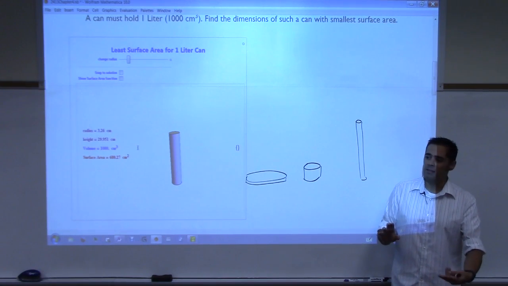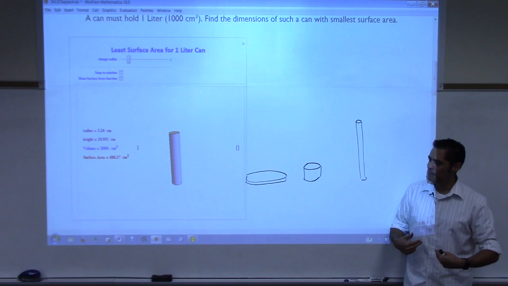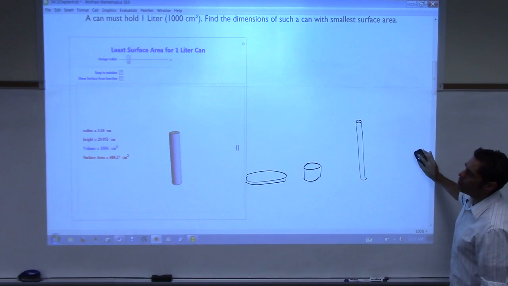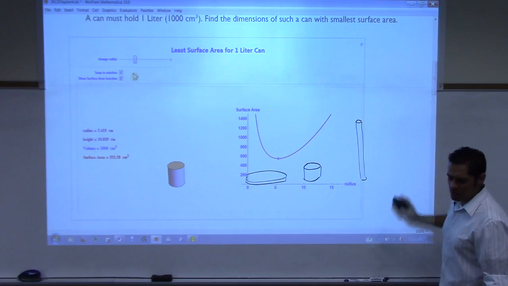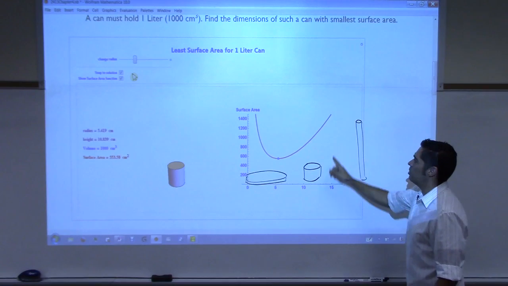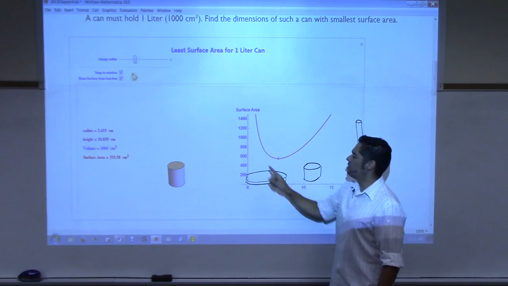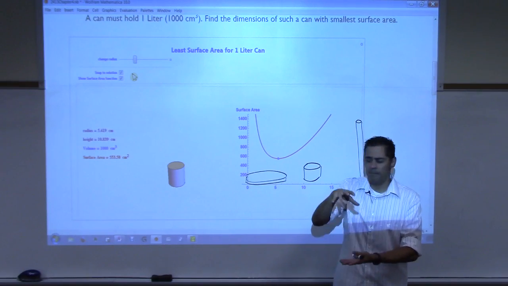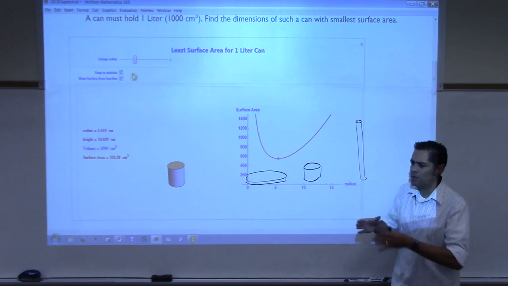Because that would then cost me the least, wouldn't it? So what I could do is come up with a function where the y-axis is the surface area of the can and the x-axis is the radius of the can.